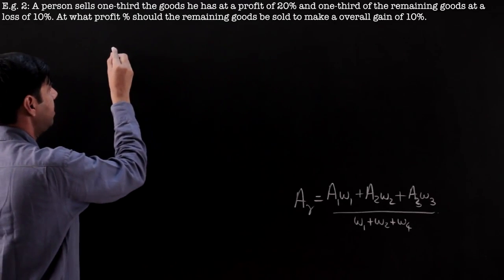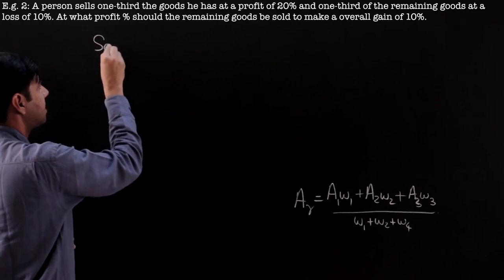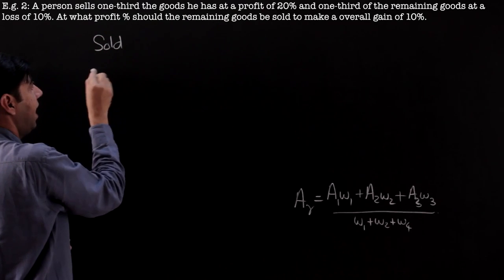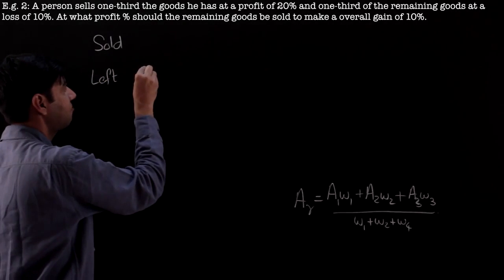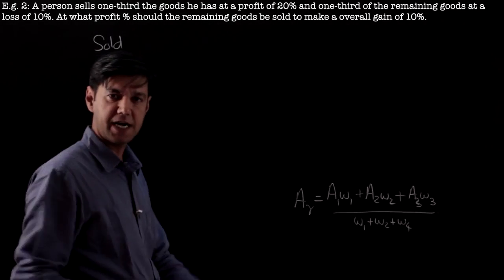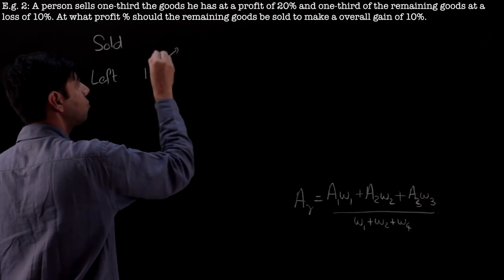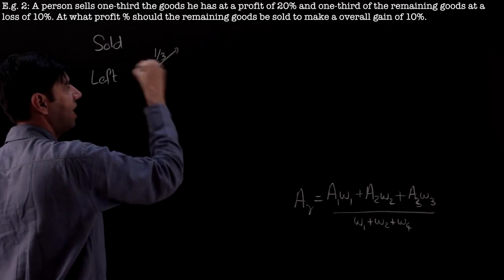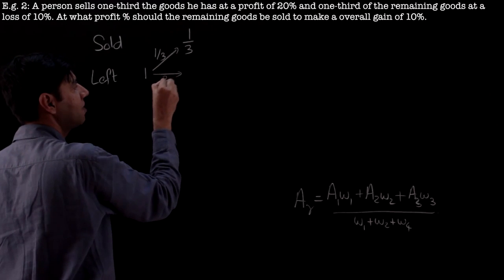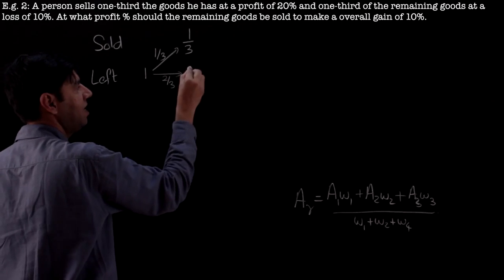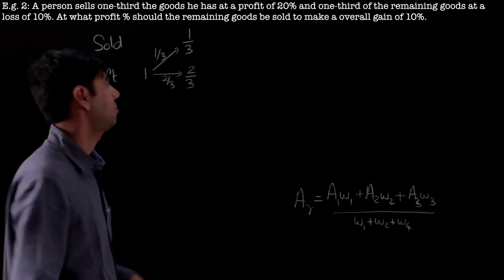So let's start with, let's say, sold and leftovers. Since it's in fraction, let me start with 1. 1 refers to the entire goods that he has. Now how much does he sell? He sells 1/3 of 1, which is straight 1/3. What is going to be left over? Left over is going to be 2/3 of 1, which is 2/3.